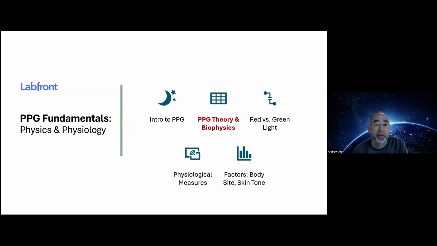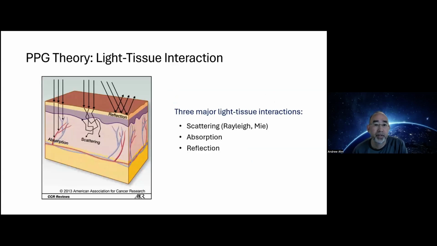So the next topic is PPG theory and biophysics. And there are basically three ways in which light interacts with tissue: scattering, absorption, and reflection.